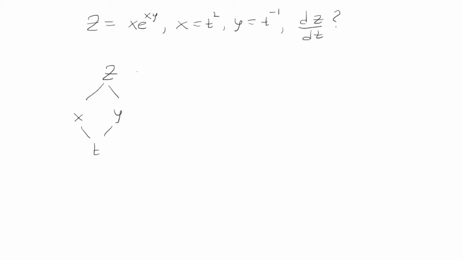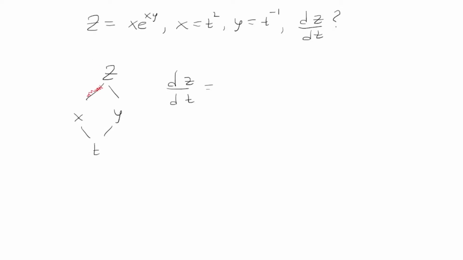Let z be x times e to the xy, x equal t squared, y equal t to the negative first power. We want to find the derivative of z with respect to t. First note that z depends on x and y, and both x and y depend on t. So if I'm trying to find the derivative of z with respect to t, I have to go two different paths from z to t.